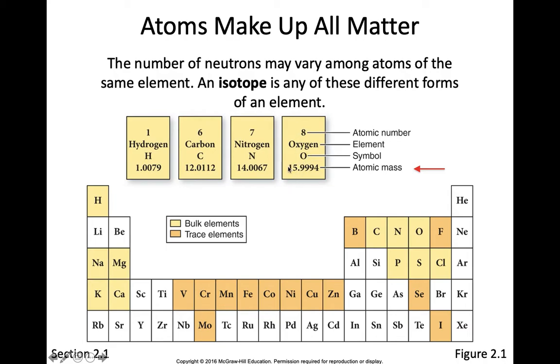So 8 plus 8 equals 16. But some of them don't. Some of them have less than 8. Some of them have more than 8. A very, very small percentage of all the oxygen atoms out there are slightly different. Those different versions are called isotopes. They exist. Some of them are radioactive, which we'll talk about in a second, but they are just different versions of elements that exist in nature. They just have a different number of neutrons.